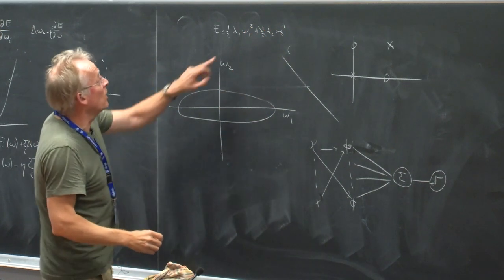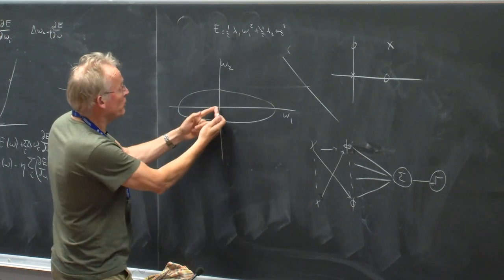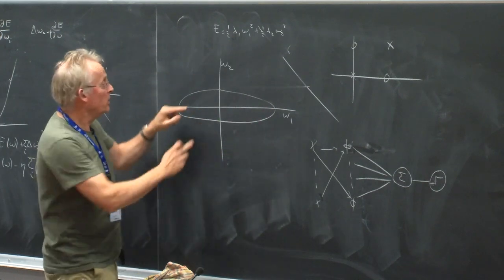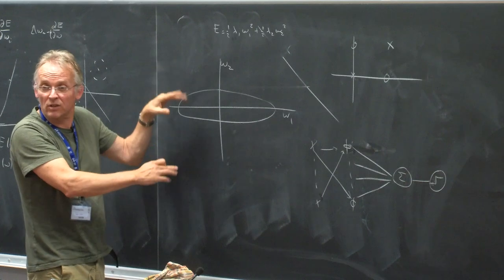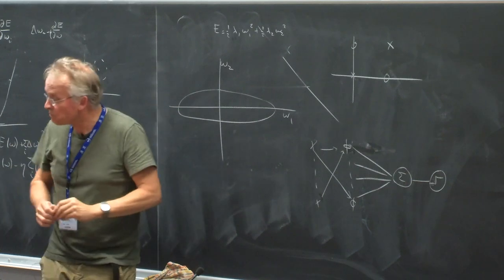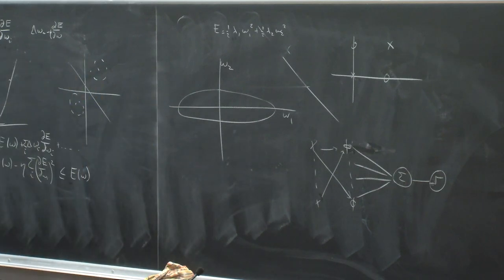And if lambda 1 is very small, you get a very shallow well in this direction, and you get a sort of steep well in that direction. Right? So that's what this contour set is telling you. Now, if you compute the gradient, the change in the weight is minus eta times the gradient of E, so you get this thing. And so the new W is the old W plus the change.